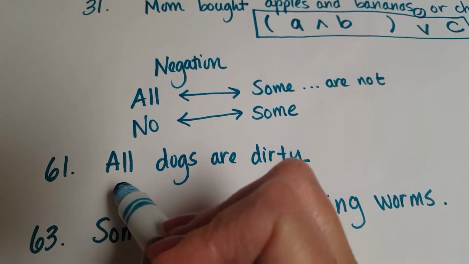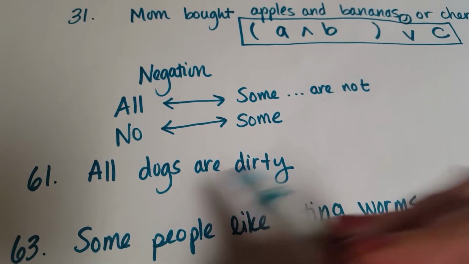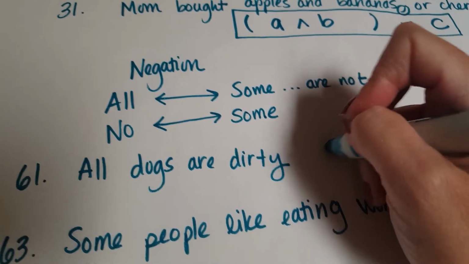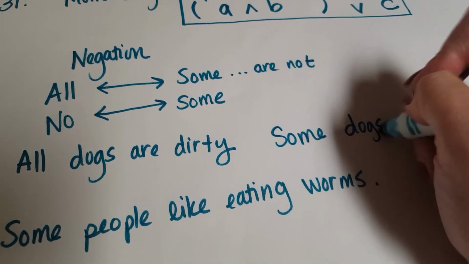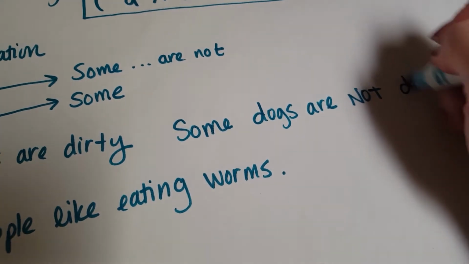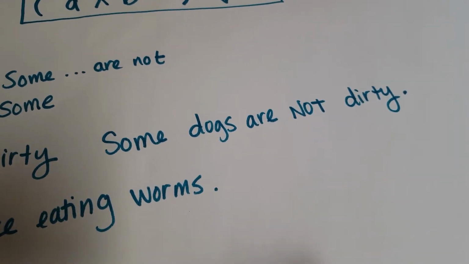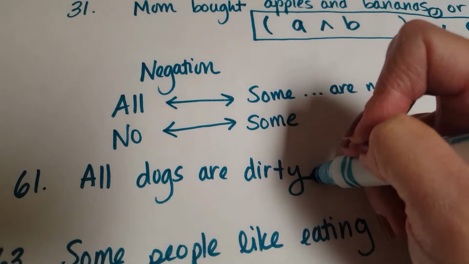So here for number 61, it says all dogs are dirty. So the negation isn't no dogs are dirty. The negation is some dogs are not dirty. Guess I didn't have to write not all in capitals, but I went for it. Okay, so that's the negation of the statement, all dogs are dirty.